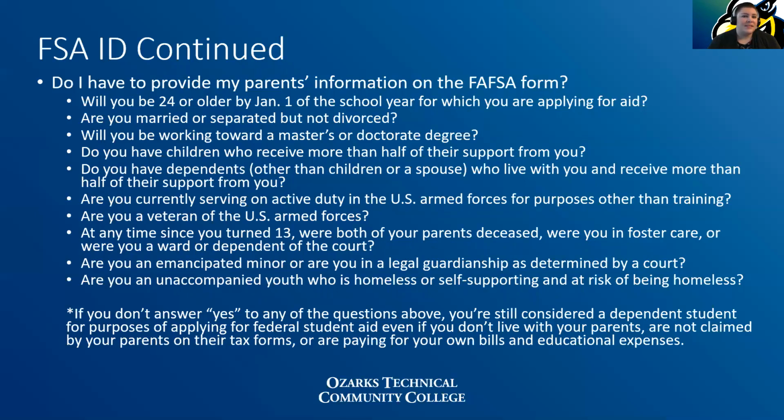So the FAFSA is going to ask you, will you be 24 or older by January 1st of the school year for which you're applying for aid? Are you married or separated but not divorced? Will you be working toward a master's or doctorate degree? Do you have children who receive more than half of their support from you? Do you have dependents other than children or a spouse who live with you and receive more than half of their support from you? Are you currently serving on active duty in the U.S.